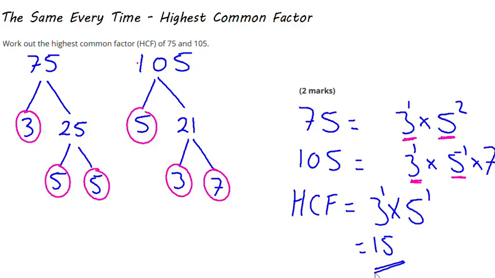So there we are, the same every time. Notice I'm showing my method here. My factor trees are my method and my working out on the right hand side. I did all of this non-calculator. Could be a question from a non-calculator paper. Okay, these are the same every time apart from the numbers. Learn how to do them and you get yourself into the marks, you get yourself into the grades.